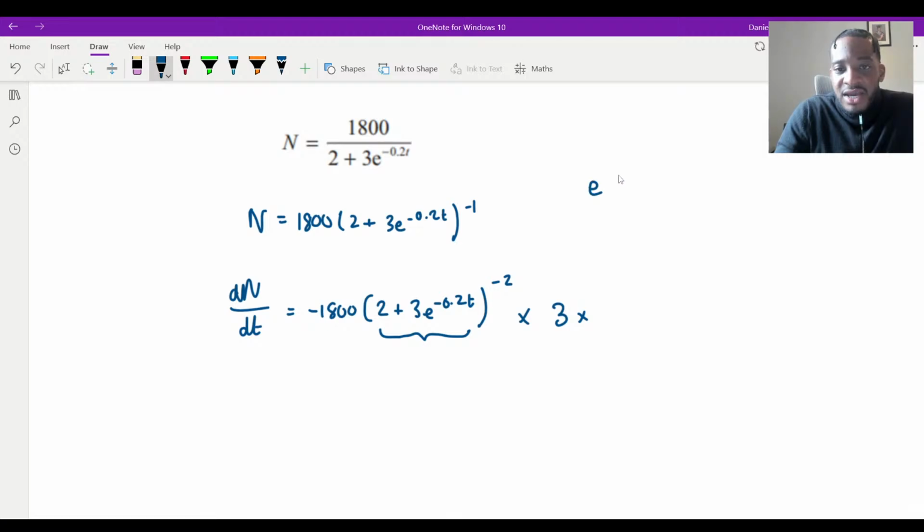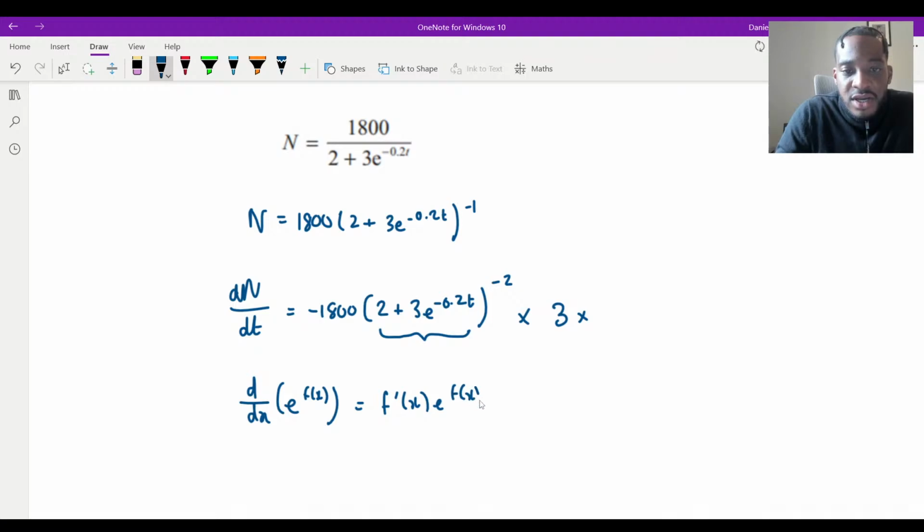Now remember, let me do it here. If I want to differentiate d by dx of e to the f of x, then this is just equal to you differentiate the power, f dash of x, times e to the f of x. That is just something you need to know. So if I want to differentiate e to the minus 0.2t, I need to firstly differentiate the power. Minus 0.2t differentiates to minus 0.2, so minus 0.2 will go there. And then you're just going to have the same thing, e to the power of minus 0.2t.